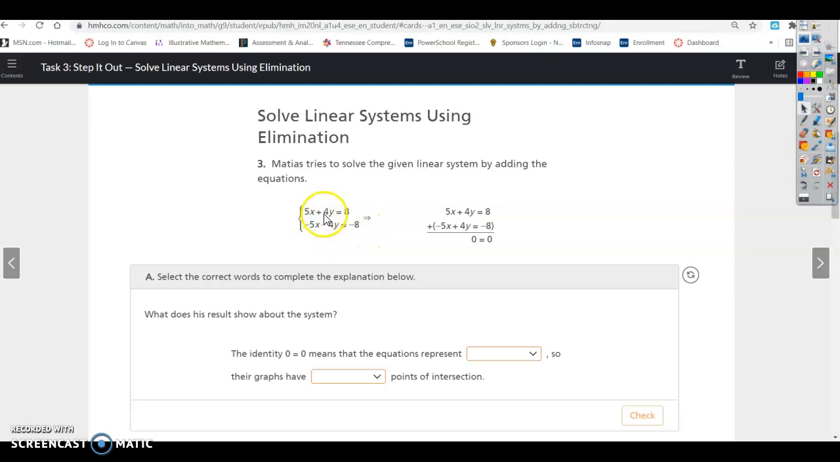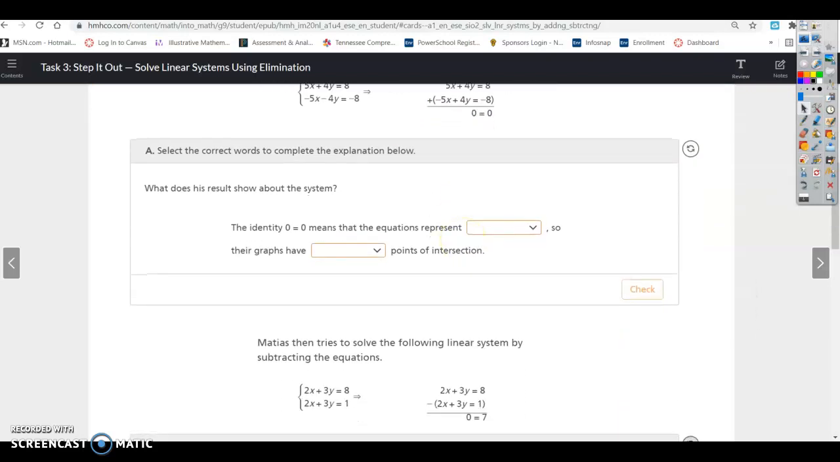All right, so since these are opposite signs and these are opposite signs, they're going to add the equations together. So what happens when they do that? 5x plus negative 5x cancels, and 4y plus, that should be a negative 4y. They got a sign wrong there. But if you add these two together, you get 0, and then 8 plus negative 8 is 0. So when you add those two original equations together, you get 0 equals 0.